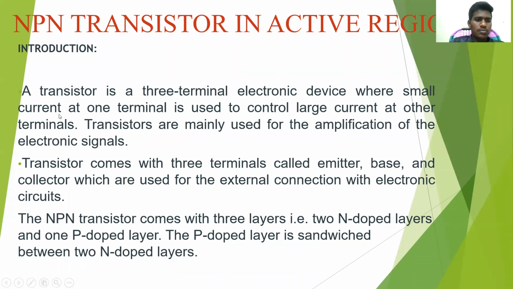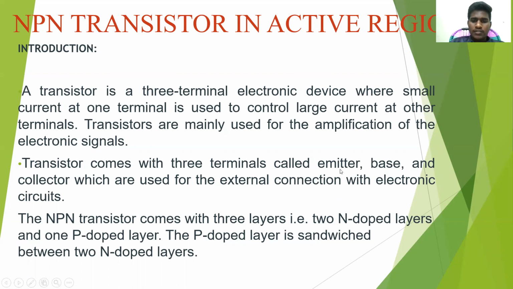Before going to the topic, what is meant by a transistor? It is a three-terminal electronic device used to control a large amount of current at one terminal using a small current at another terminal. The transistor comes with three terminals called emitter, base, and collector, which are used for the external connections with electronic circuits. It is called an electronic device as it has three terminals used to connect to other electronic circuits.